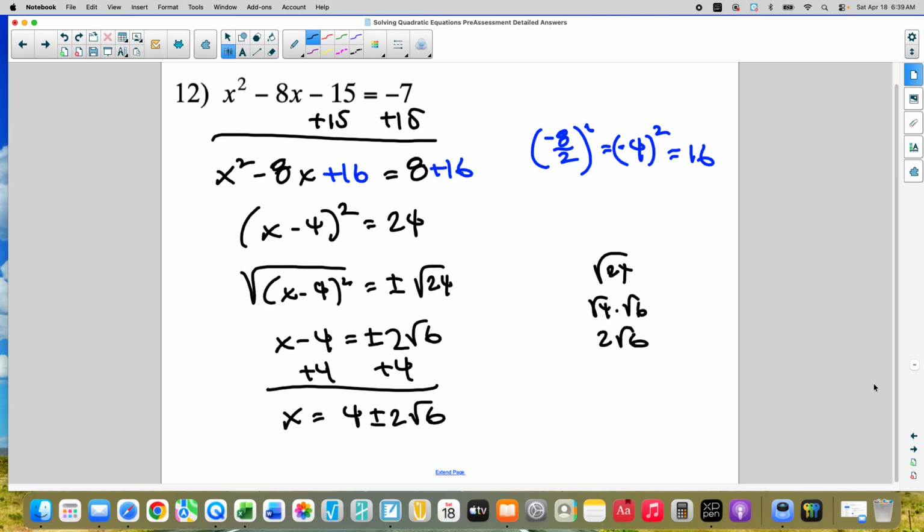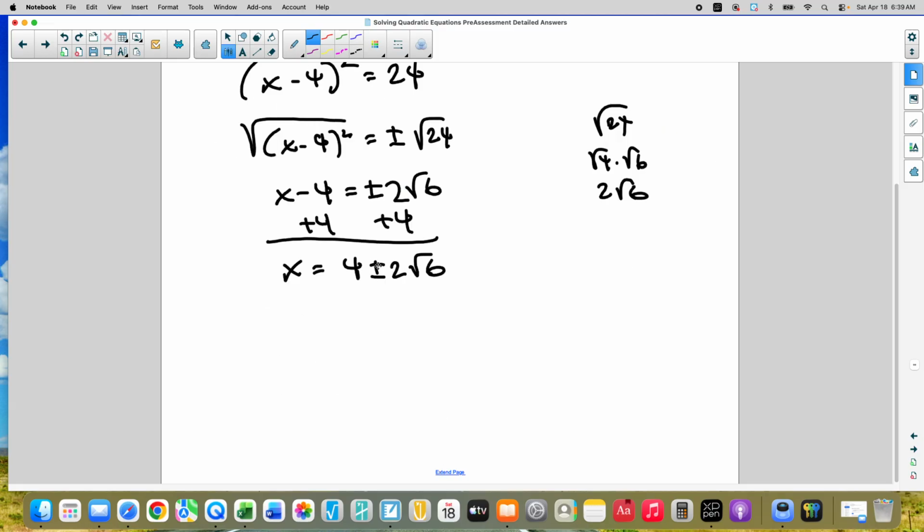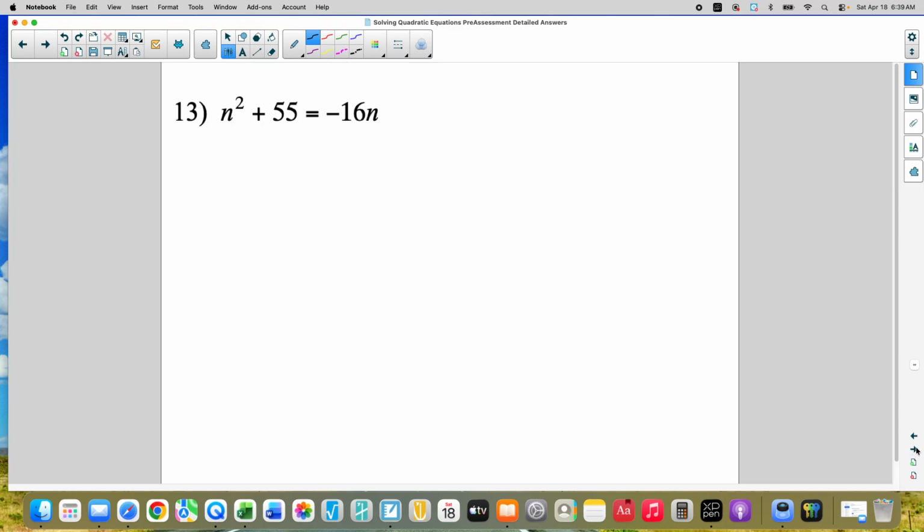I cannot add 4 and 2. Very important. This is where a lot of students make the mistake. They write 6 rad 6 and 2 rad 6. That is incorrect. These are unlike terms, so we leave it as 4 plus or minus 2 rad 6. That is the answer. That's the exact answer.